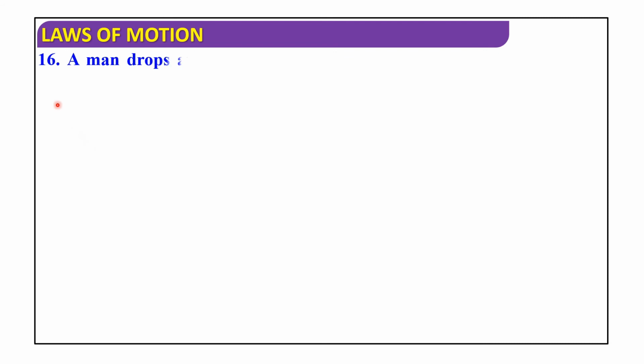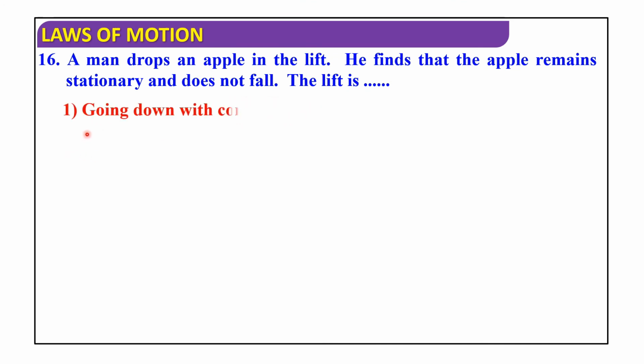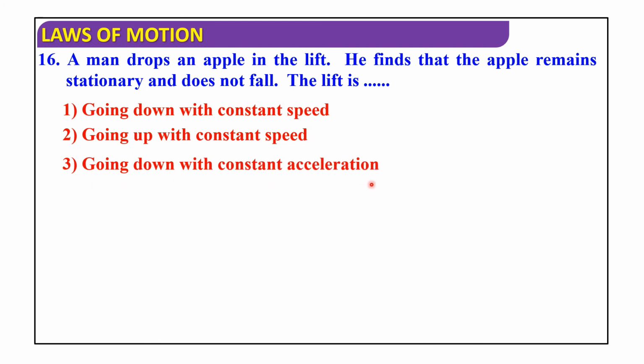Next, a man drops an apple in the lift. He finds that the apple remains stationary and does not fall. The lift is going down with constant speed, going up with constant speed, going down with constant acceleration, or going up with constant acceleration. Here, he finds that the apple remains stationary and does not fall. The lift is going down with constant acceleration.